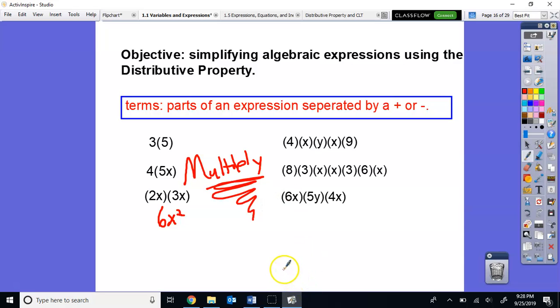So make sure you realize that it's okay for me to take this, even though these are not like terms. I can multiply 4 times 9 and get 36.